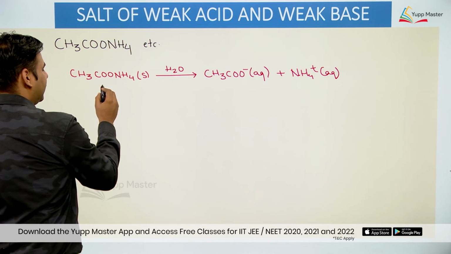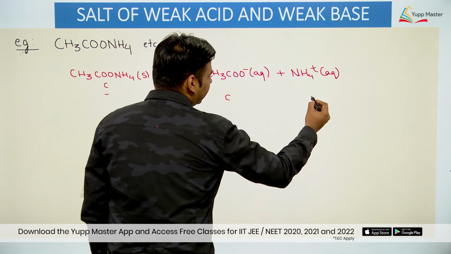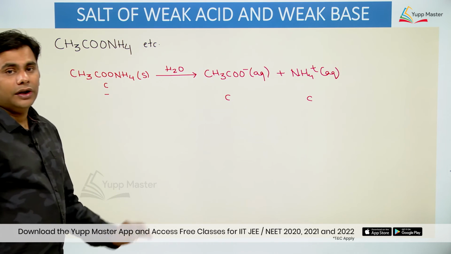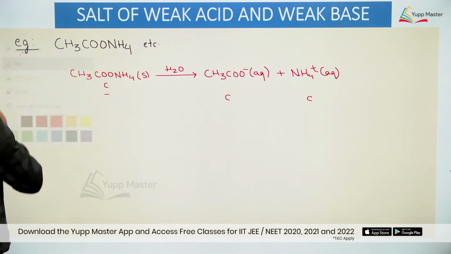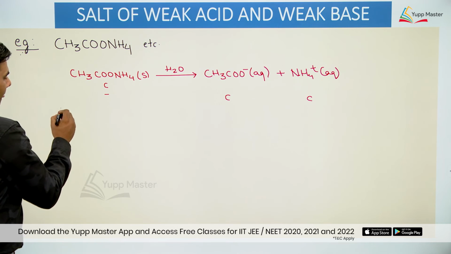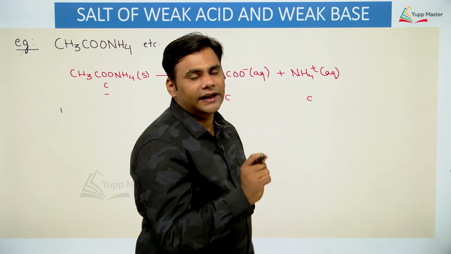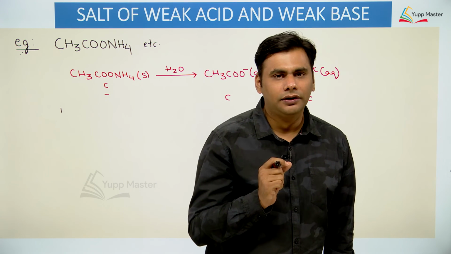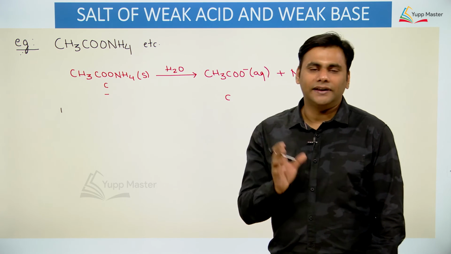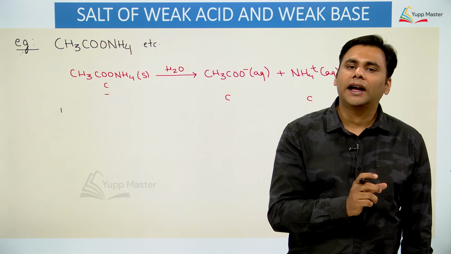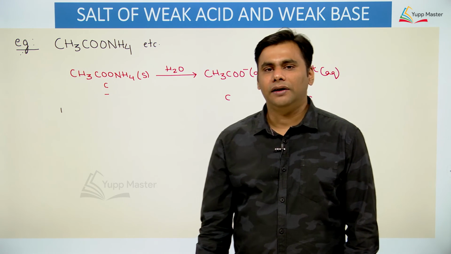So suppose this is a C concentration, this would finally break, we will get concentration of acetate ion as C and ammonium ion as C. Now the anion can undergo hydrolysis. Now when the anion undergoes hydrolysis, what will happen? CH3COO negative will react with water because it has a negative charge on it. So it will pull H plus from water and it would form acetic acid. So basically acetate ion would react with water, forming acetic acid and OH negative.